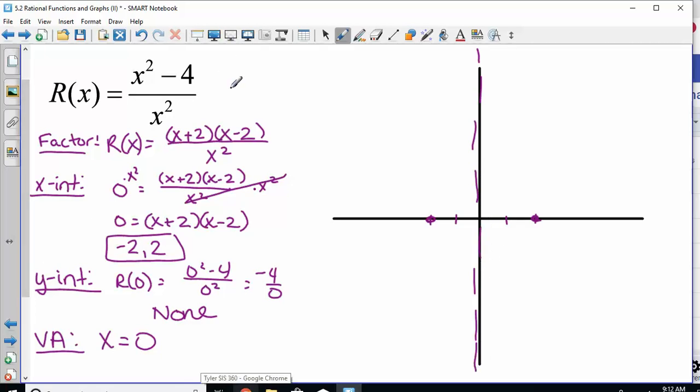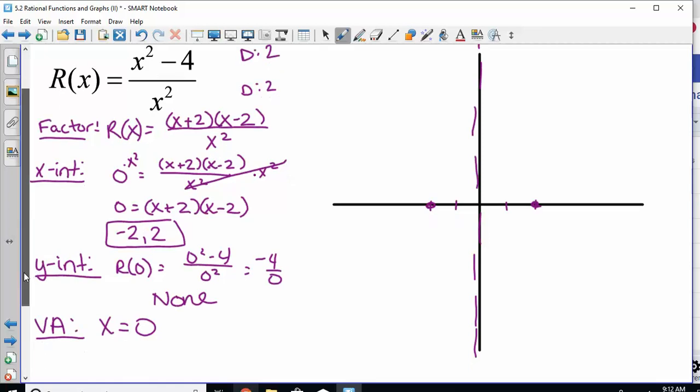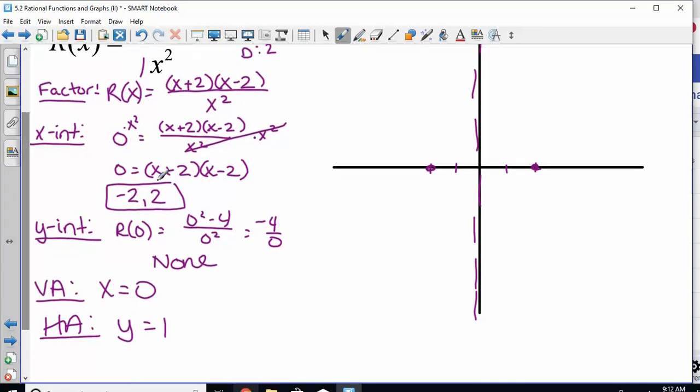To decide horizontal or oblique, we need our degree. What's the degree of the top? Degree of the bottom? If it's the same, you said that means horizontal. So y equals, and you divide the leading coefficients. So this is a 1x squared over 1x squared. 1 over 1 is 1. So horizontal, y equals 1.